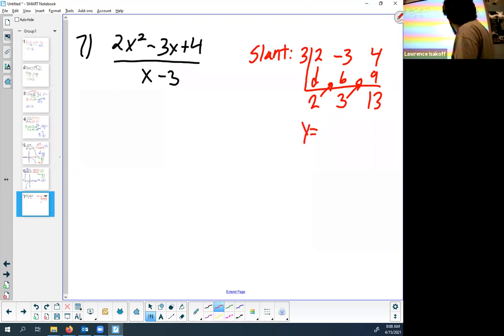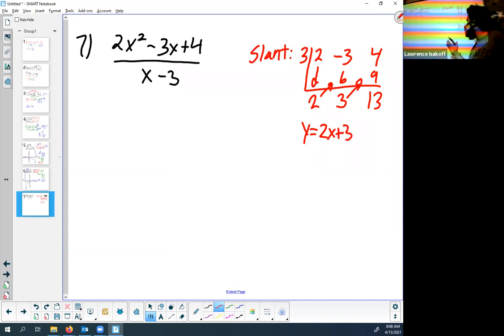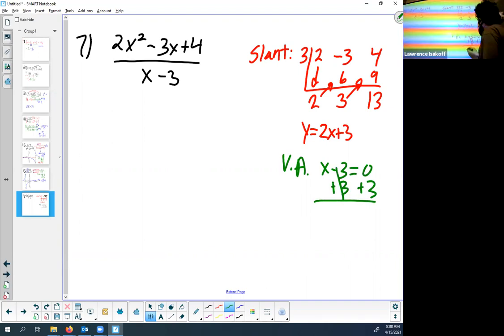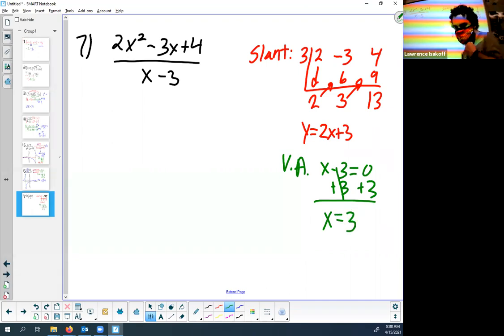So I'm just going to say y equals 2x plus 3. That's it. Y equals 2x plus 3. That's my slant asymptote. Never worry about the remainder when we're talking about the slant asymptote. We already basically examined y, so I'm not going to get into that again. Remember, we just care about basically the linear equation. For my vertical asymptote, I have x minus 3 equals 0, add 3, x equals positive 3.